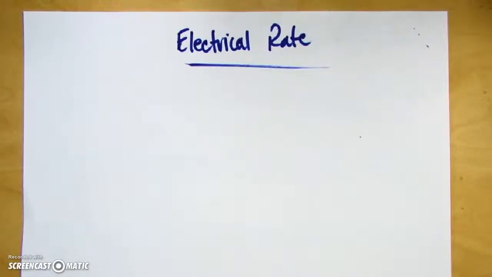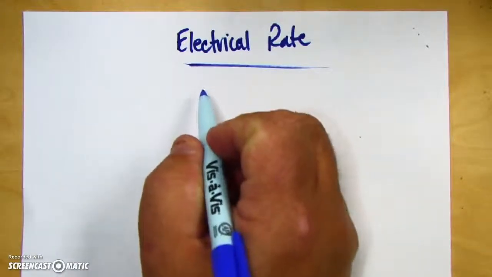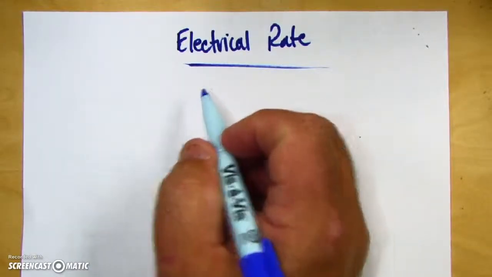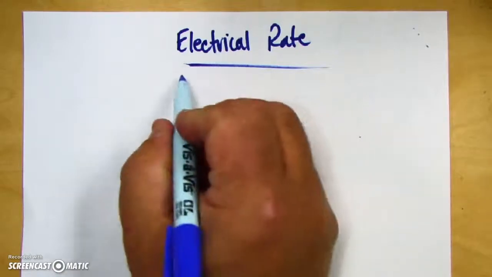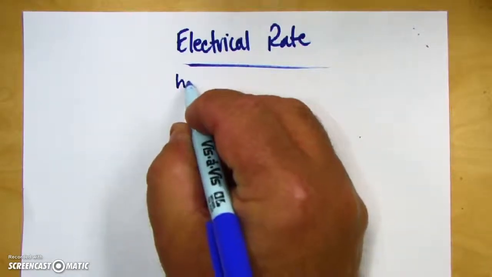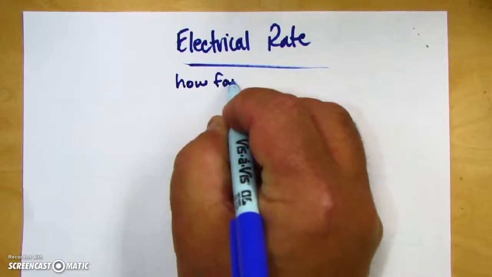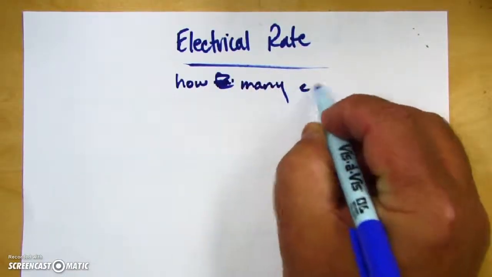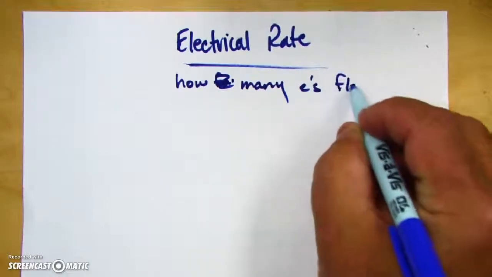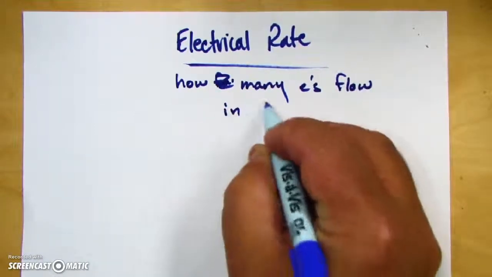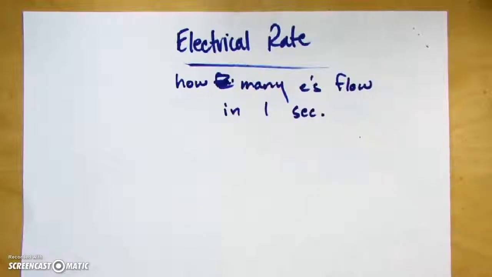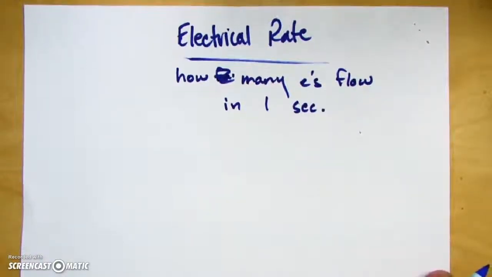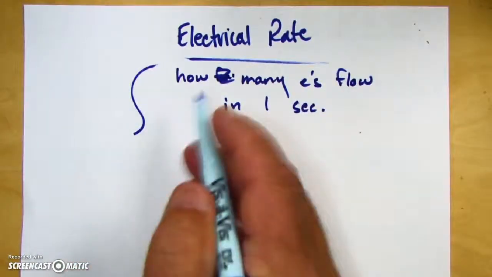Okay, probably one of the most important concepts in rate is electrical rate, because that's probably the number one thing we use as much as anything. Electricity is such a fact of our life. Electrical rate is how fast, maybe how fast is not the correct word, how many electrons flow in 1 second. And it's probably one of the most important things out of electricity that you can get, and that is electric current.